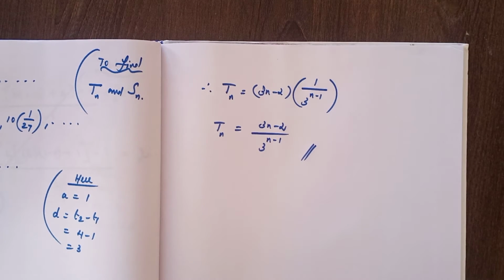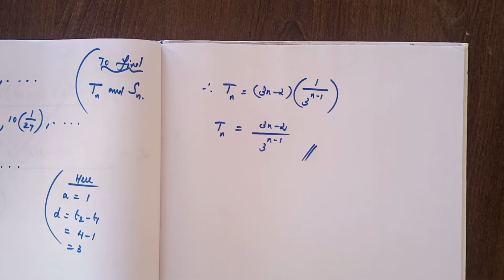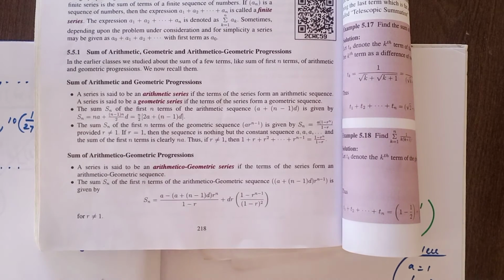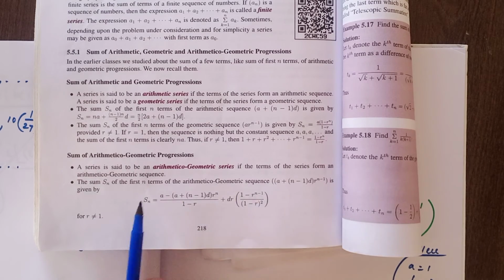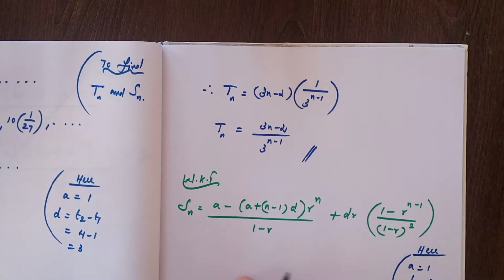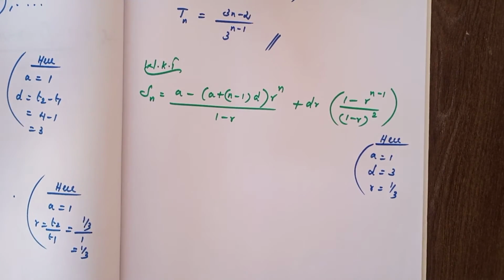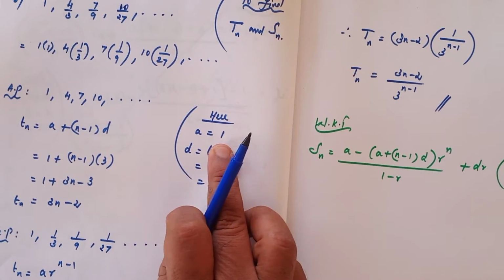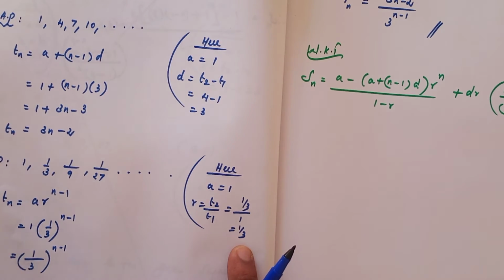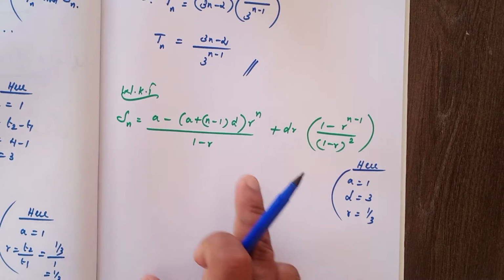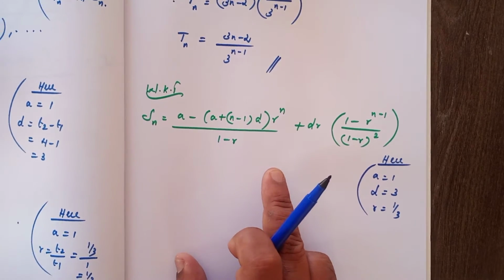First subdivision is over. Now we have to find Sn. We know the special formula for finding Sn in an arithmetico-geometric series. Here is the formula, which I have written over here. Here a is equal to 1, d is equal to 3, and r is equal to 1 by 3. We have to replace the values of a, d and r in this formula to find Sn.